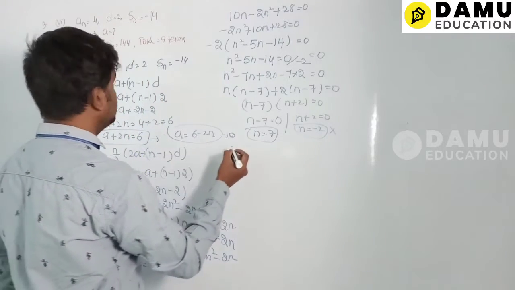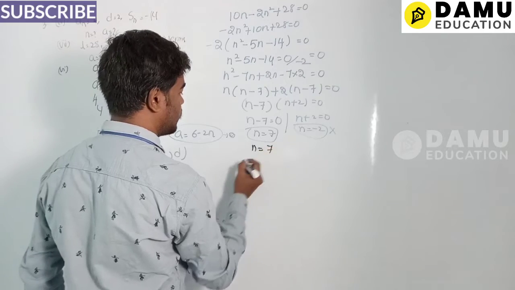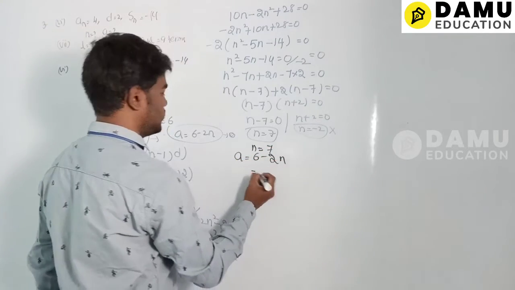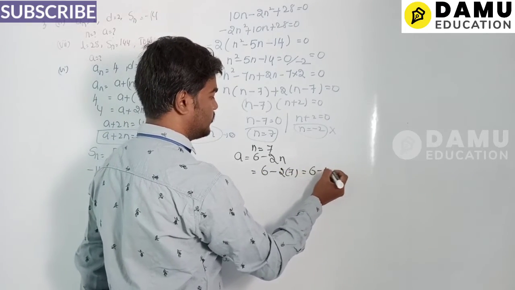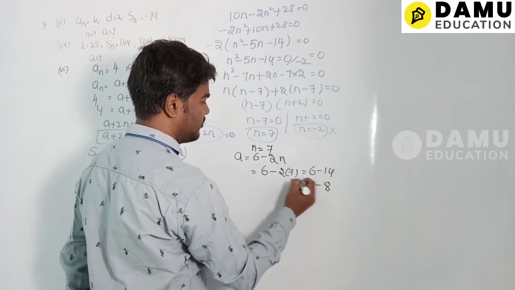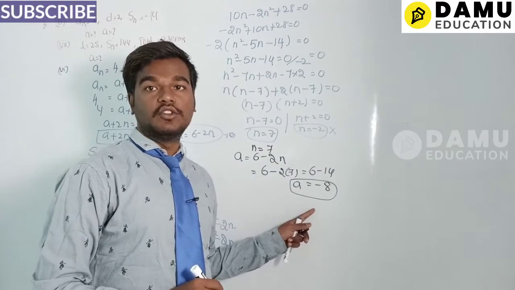Then what they are asking here is the first term. So n will be equal to 7. Let's take the equation a equals 6 minus 2n. So 6 minus 2 into 7. 6 minus 14. Then 6 minus 14 will be minus 8. So a will be equal to minus 8. So this is the way to find the calculations.